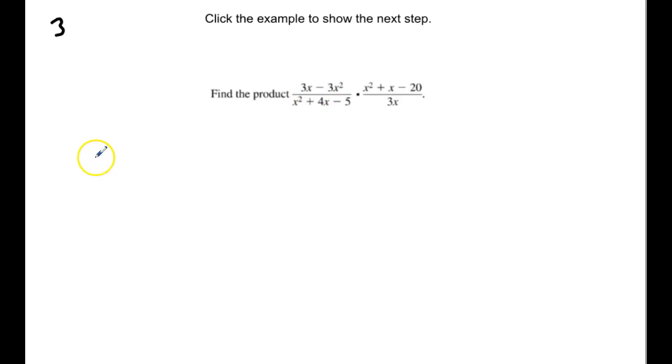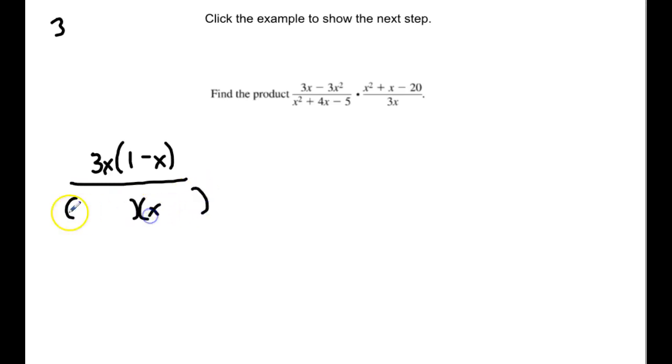Right, so I see that I have a 3x in both terms, so I'm going to go ahead and factor that out. So I have a 3x, I end up with 1 minus x. Okay, so that's my factored form of the numerator of the first term. So now I'm going to go ahead and factor the second term.